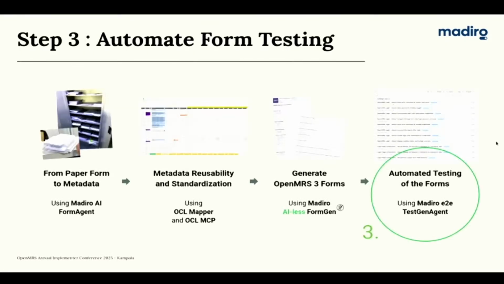That brings us to step 3, which is testing. Just to come back to the previous steps: metadata spreadsheet, good. In OCL, generate the form with form gen, good, we have that. And now the next step that we are exploring is to be able to generate tests for us based on those JSON schemas.